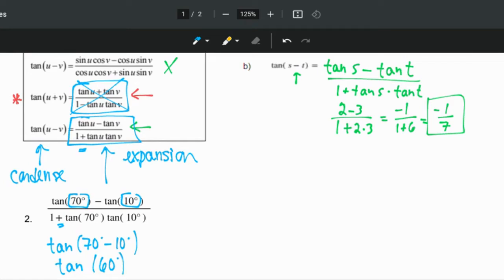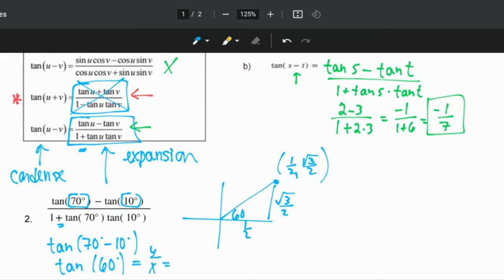All right, but we need to simplify and figure out what that answer is. So think back to your unit circle, and 60 degrees would be in quadrant 1. And in this case, we would have square root of 3 over 2 as our y coordinate, and we would have 1/2 as our x coordinate. And so tangent would be y over x, which would be root 3 over 2 all over 1 over 2. And so we can cancel out our 2's, and we are left with root 3.